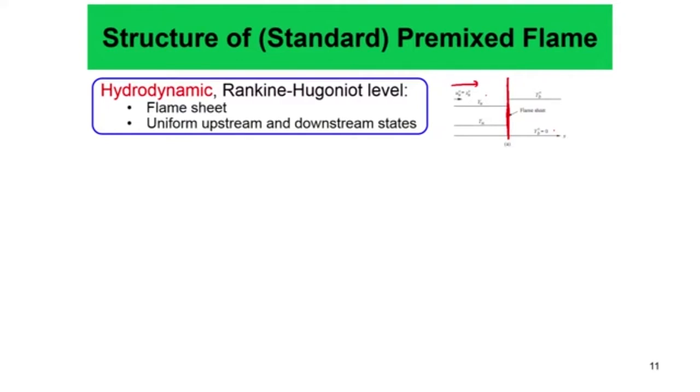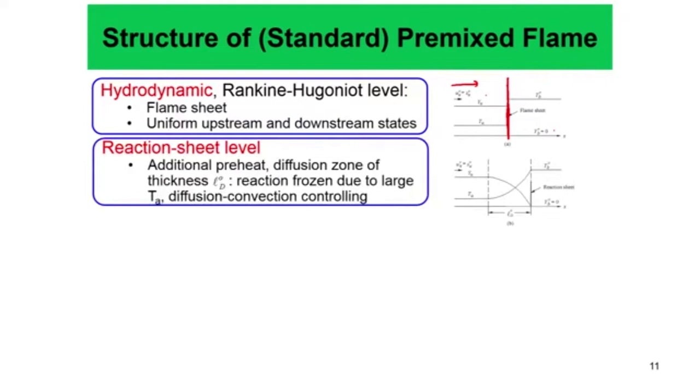Okay, so it means that we are viewing the flame from a very far distance, where we are not really looking into what happens inside this sheet. But if you put a magnifying glass and zoom into this sheet, what you see is that the sheet essentially has a finite thickness. It has a diffusion zone or a preheat zone where the temperature actually increases. So if this is the unburnt gas temperature and this is the burnt gas temperature, there is a region where the temperature sharply increases. And this diffusion zone is characterized by this length LD0.